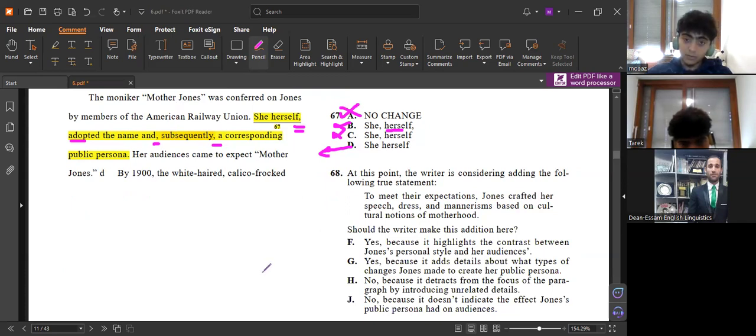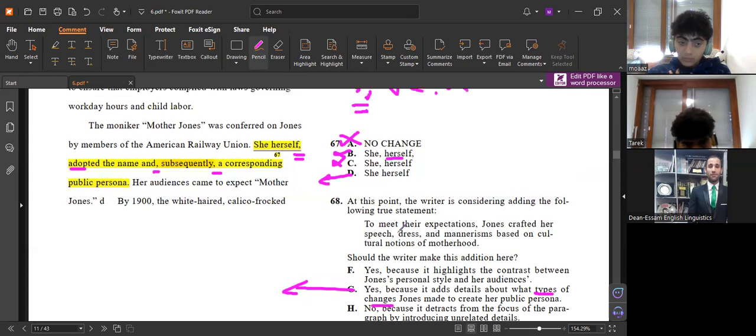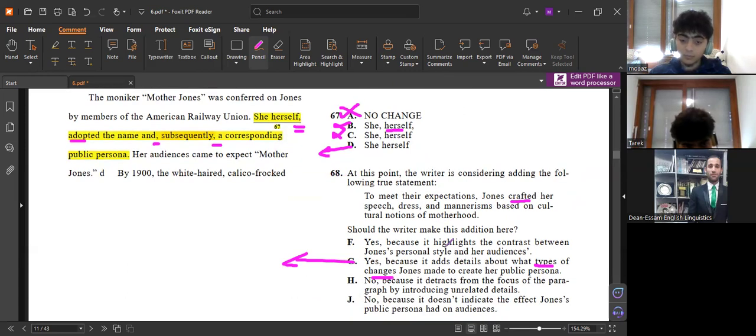For 68, I think it's F. Letter wrong. Must be J. Check the details. He said here, Muaz, look, it adds details about what types of changes. What type of changes? To meet their expectation, Jones crafted her speech, dress, and mannerism. So change it or not? She crafted her speech, dress, and mannerism. She changed something, personality, and everything.